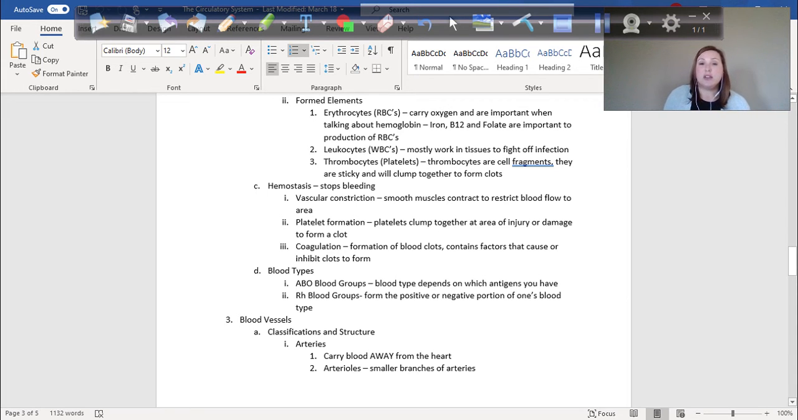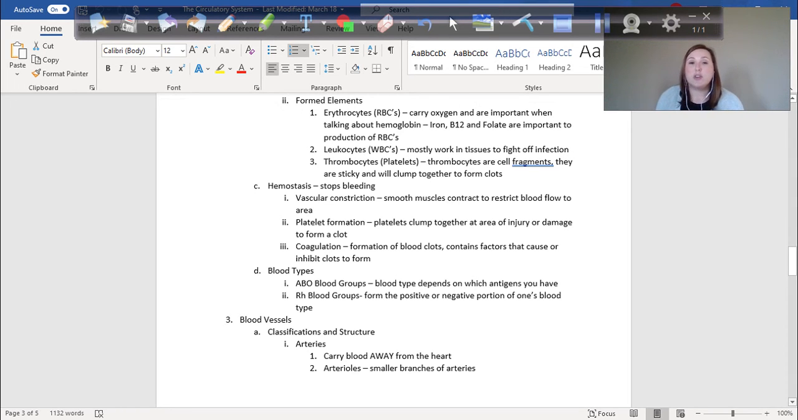So if we're bleeding, your vessels are going to constrict, so they're going to be smaller so that less blood flow can reach that area so that we don't bleed too much. Platelets. We talked about platelets and how they're sticky. They clump together to form clots. So when we're bleeding, those platelets are released to that area of injury or damage and a clot is formed so that we can stop bleeding.